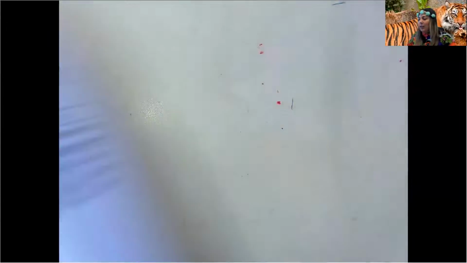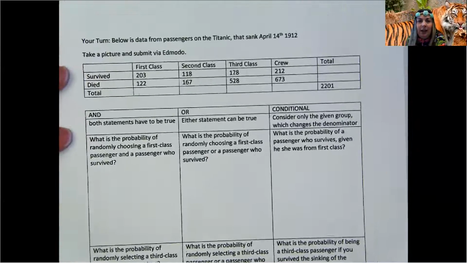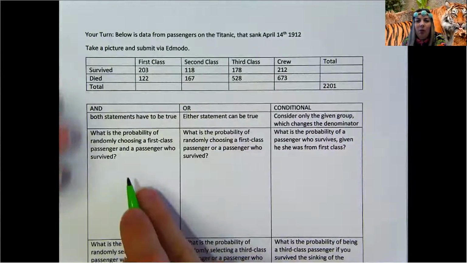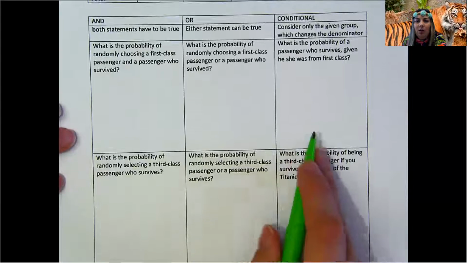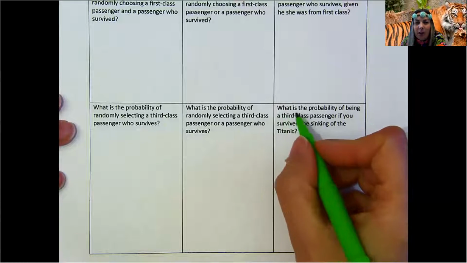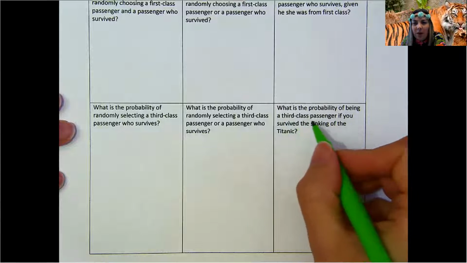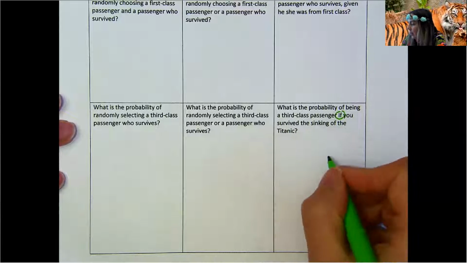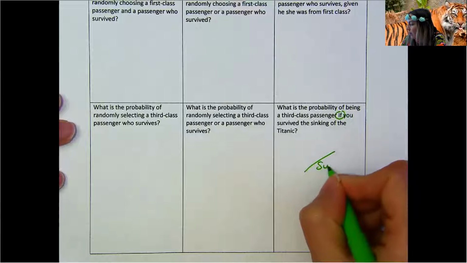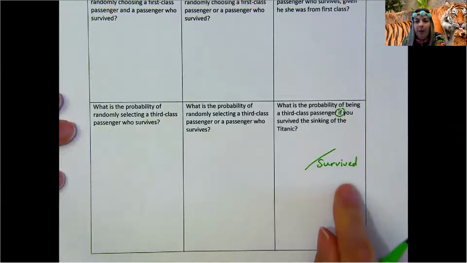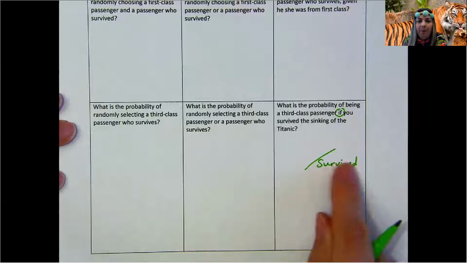So you've got a page to do for yourself. This one is the Titanic data. It's almost all filled out. You need to get your totals, and then you'll go through and do your ands, your ors, and these conditionals. I kind of want to help you out on this last one before I let you go. What is the probability of being a third-class passenger if, there we go, so there's a keyword, if you survive the Titanic. So your denominator is going to be survived. You'll look for your total of survived for that bottom.